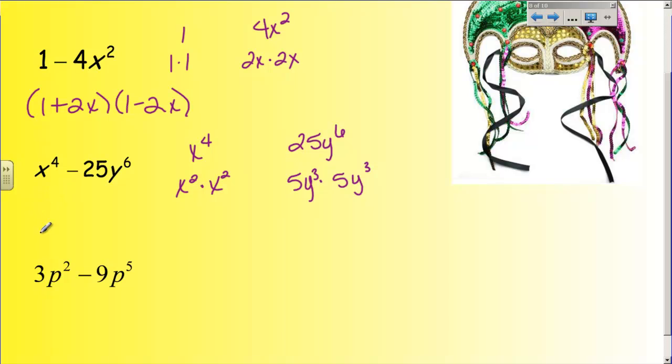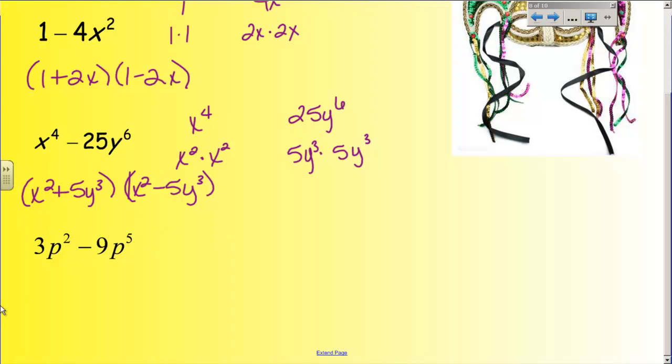So yes, this is a perfect square. And so, I apologize, it's a difference of two squares. So my two factors are going to be x squared plus 5y to the 3rd times x squared minus 5y to the 3rd. So those are my two factors for that one.